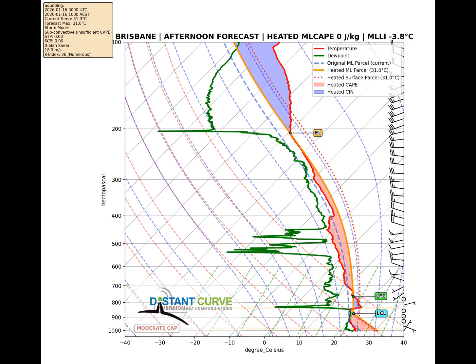The wind shear remains consistent at 18.9 metres per second in the 0 to 6 kilometre layer. The lapse rate from 700 to 500 millibars is 5.7 degrees per kilometre, which supports convective development. So the afternoon environment transforms from lockdown to conditionally severe. If something manages to trigger, the energy becomes available.